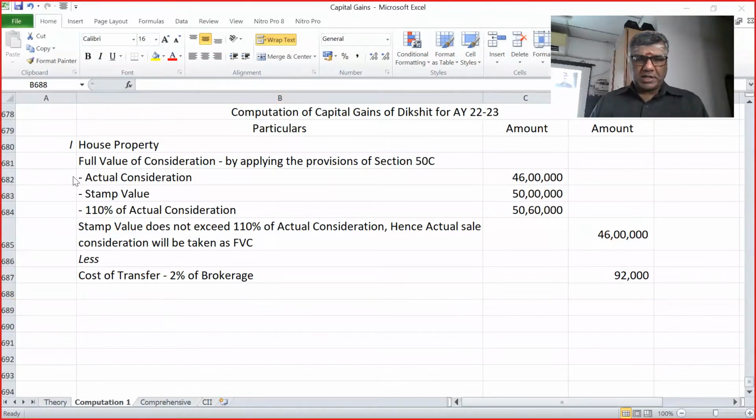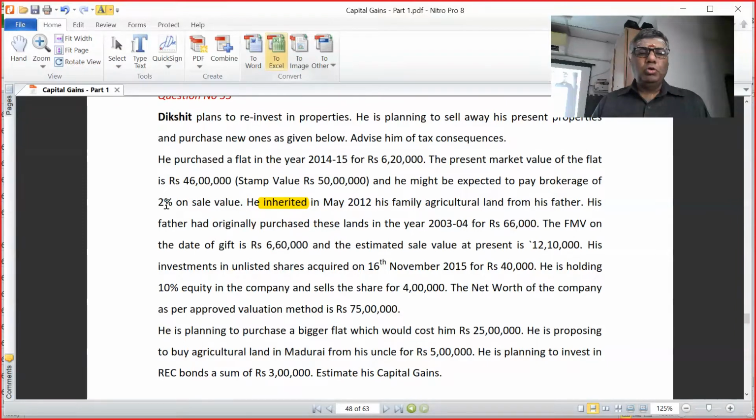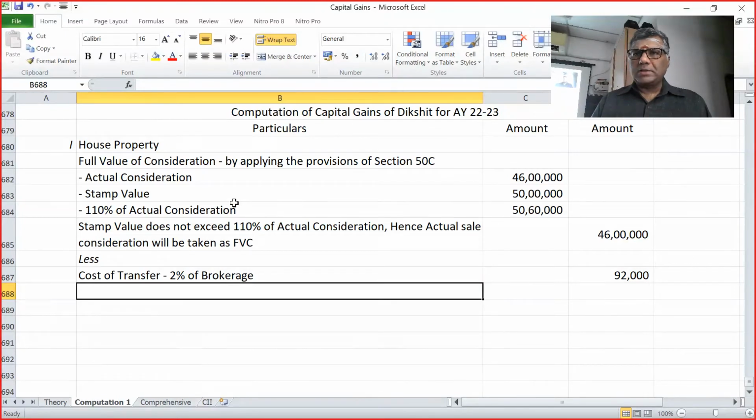Cost of transfer is 2% of sale value. Now I want you to understand something. If we take the stamp value as full value of consideration, what about brokerage?